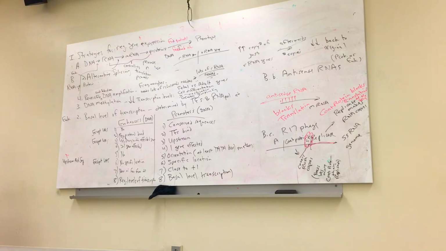Not as much. In that case, since it can work for both, I wouldn't worry about it too much. But our T7 phage is clearly prokaryotes, and alternative splicing is clearly eukaryotes. Okay.